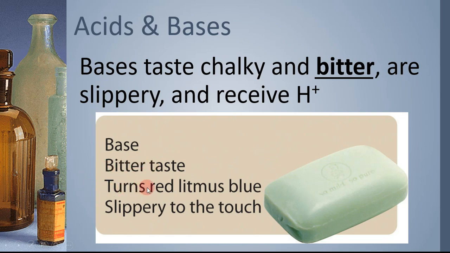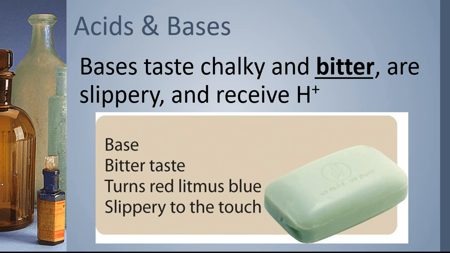And here we see turns red litmus paper blue. Once again, we're looking at a type of litmus paper that has a certain chemical on it. And this one, it starts red. You touch it to something basic, or another word for basic, by the way, is alkaline. And if I touch it to that, it'll change it to a blue color. Notice it says slippery to the touch. Obviously, that soap right there would be slippery, right?